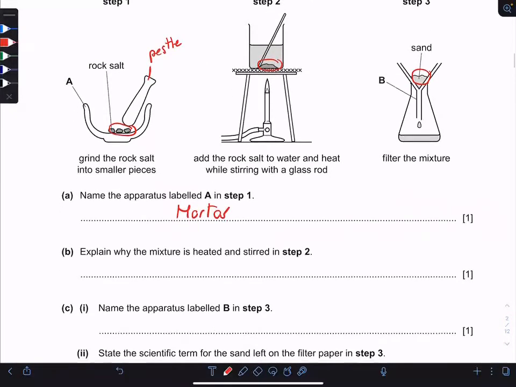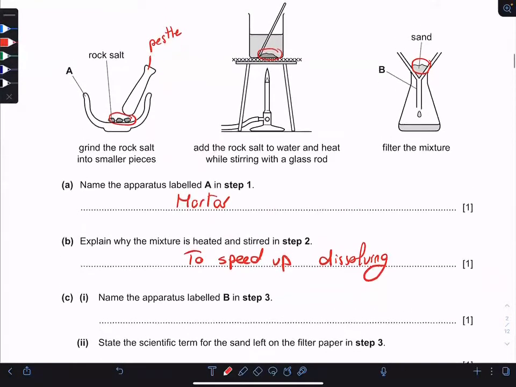Explain why the mixture is heated and stirred up in step 2: to speed up dissolving. He's trying to dissolve sodium chloride, so to speed up the dissolving. Speed up takes the mark. Then name the apparatus labeled B. This is a funnel. A filter funnel is not accepted. This is only a funnel.